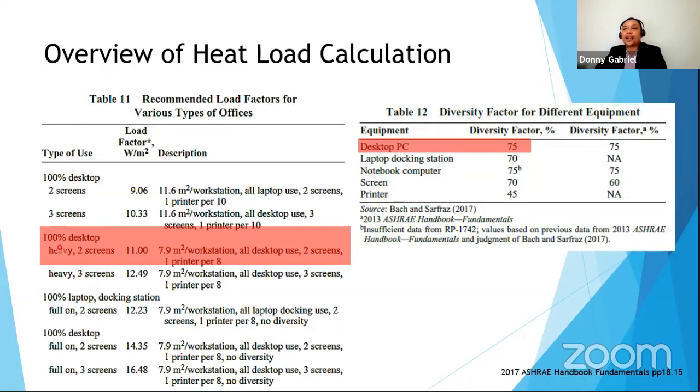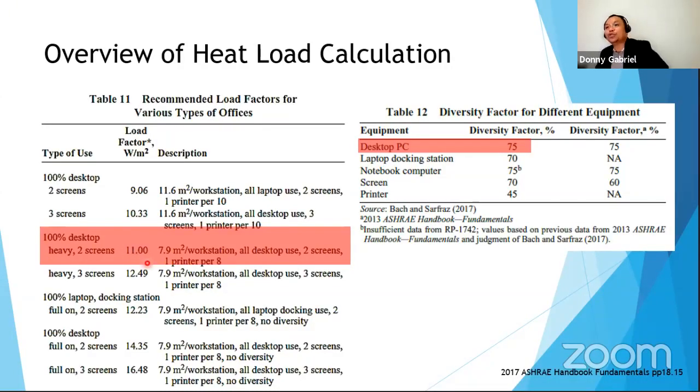So here I have type of use. I chose 100% desktop, heavy usage with 2 screens. Load factor is 11 watts per square meter. Okay. Or with a diversity factor of 75%. Ibig sabihin ng diversity factor, yung load mo, itong load na to, which is 11 watts per square meter, ito yung wattage mo, ayan.